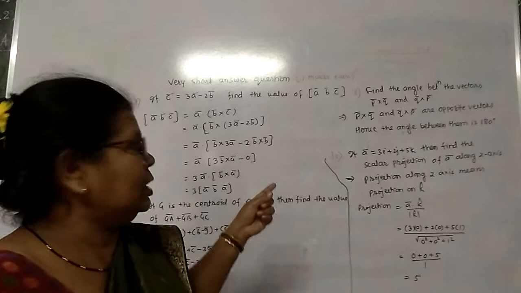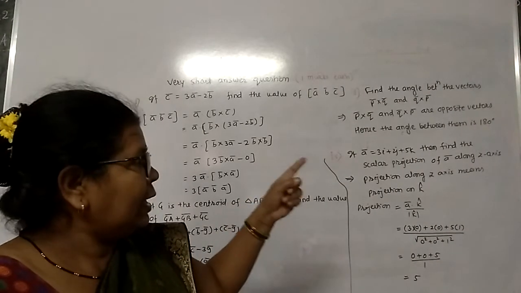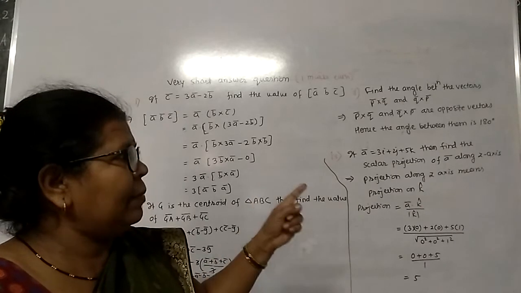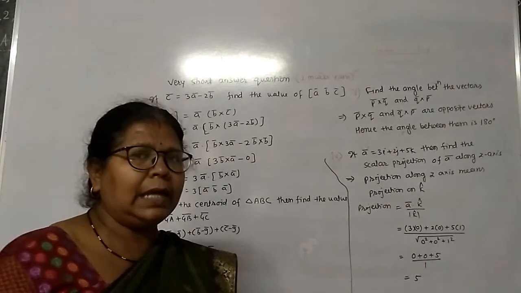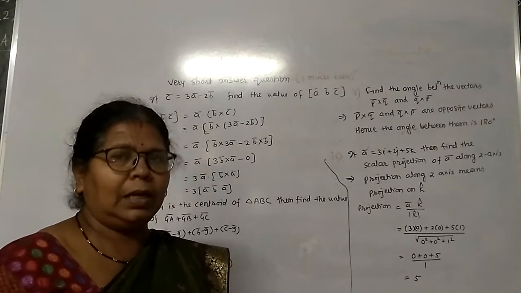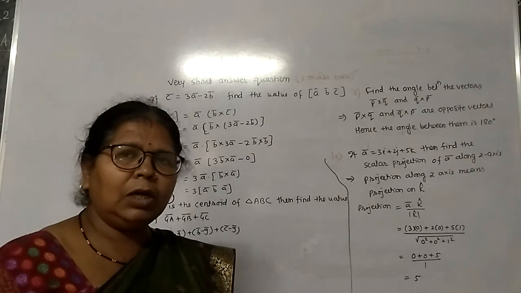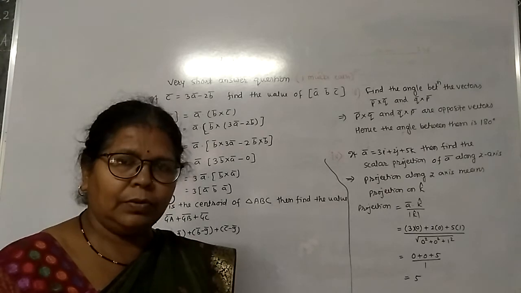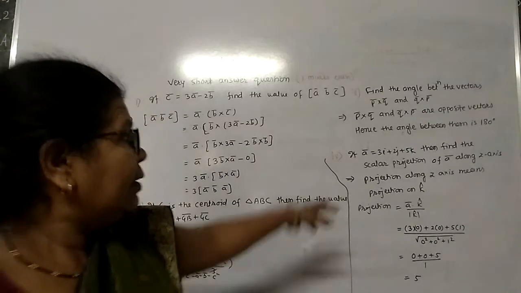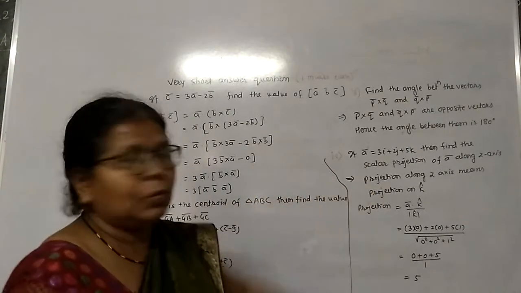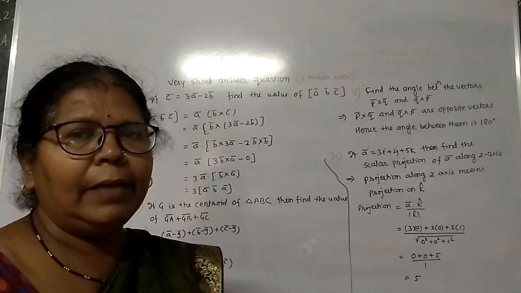Then the fourth question is: if A bar equals 3i plus 2j plus 5k, then find the scalar projection of A bar along the z axis. Along the z axis, the coordinate of the z axis is 0, 0, 1. Keep in mind: the coordinate of the z axis is 0, 0, 1, the coordinate of the y-axis is 0, 1, 0, and the coordinate of the x-axis is 1, 0, 0. Here projection along the z-axis means projection on k. In the z-axis what remains? k remains. In x, i; in y, j.